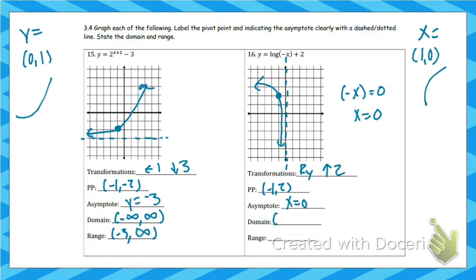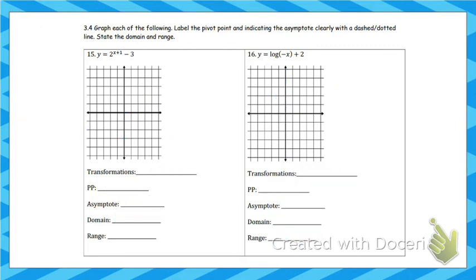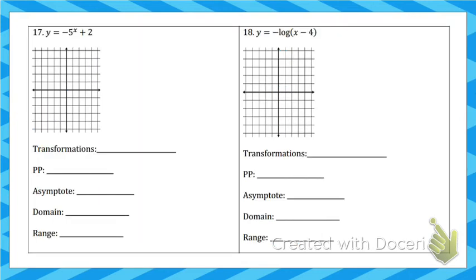Domain left to right, -infinity to 0. Range, -infinity to infinity. Remember, all log functions' range are -infinity to infinity. The domain will be based off the asymptote. And for all of these, domain and range, we are using parentheses.